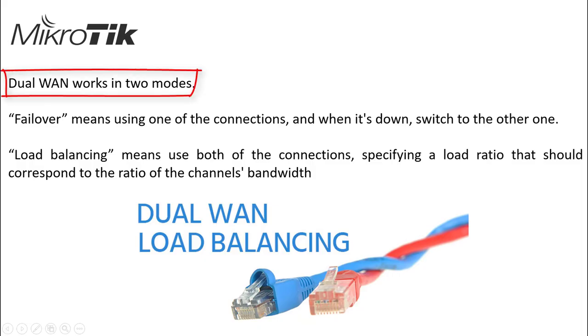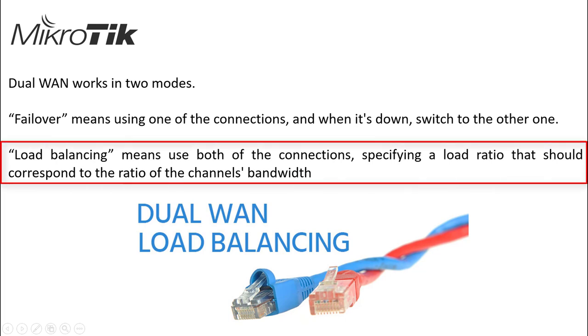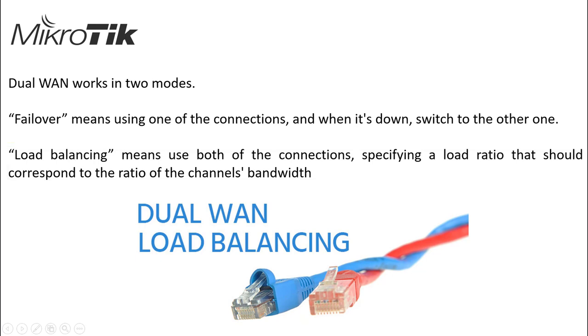It works in two modes. Failover means using one of the connections, and when it's down, switching to the other one. Load balancing means using both of the connections, specifying a load ratio that should correspond to the ratio of the channel's bandwidth. In this video, I will show you the failover between two ISPs.